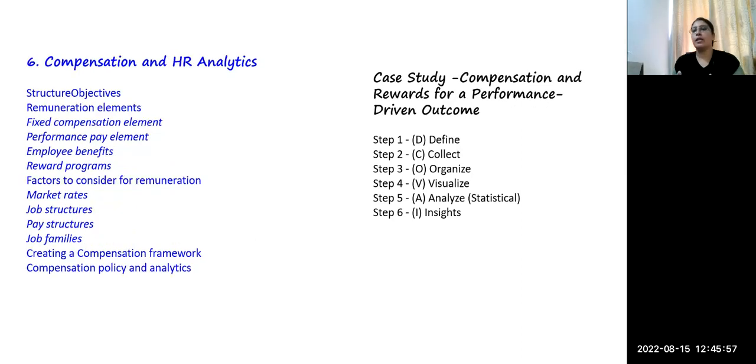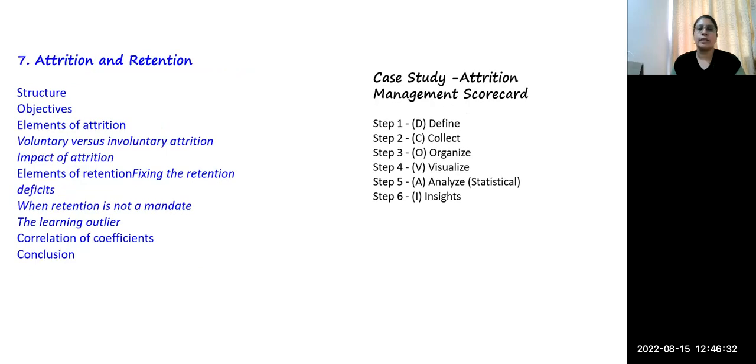The sixth chapter is on compensation and HR analytics. And in the literature around it, we have remuneration elements, rewarding performance, factors for remuneration, creating a compensation framework. So everything you need to summarize for compensation. And the case study actually looks at compensation and rewards for a performance driven outcome. Again, this has the Excel data set, it has the Decova and I process, and you have the Excel toolkit.